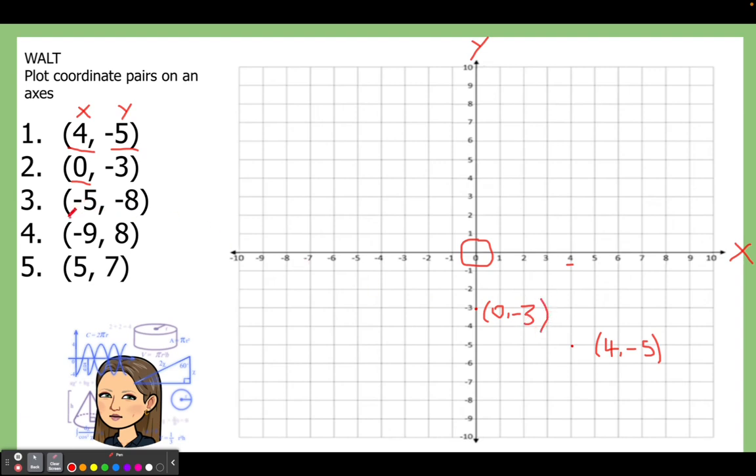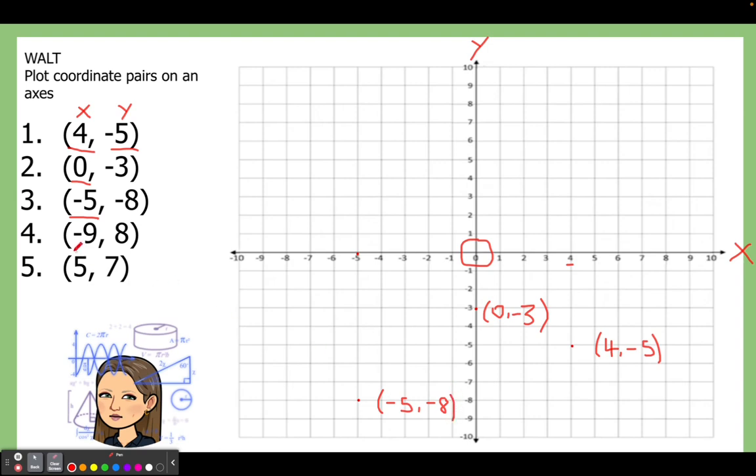So next we come over here and we have a negative 5. So we start in the middle, move along our horizontal x-axis to negative 5, and then we're going to go down to negative 8 along our vertical y-axis. And we're going to plot that point where they meet, and we're going to label it negative 5 and negative 8.